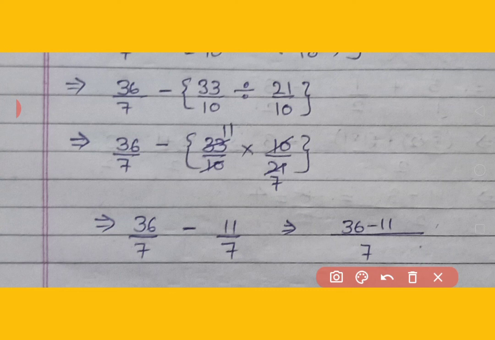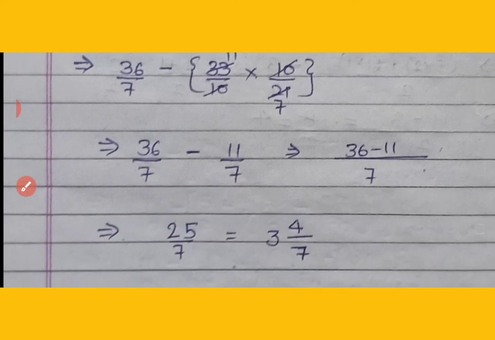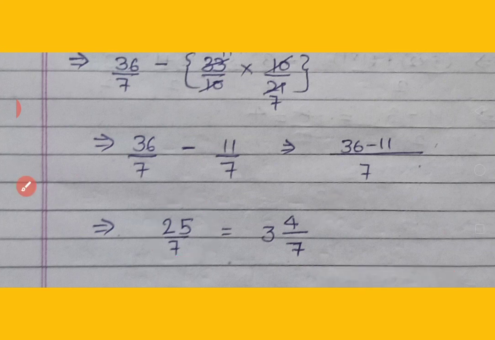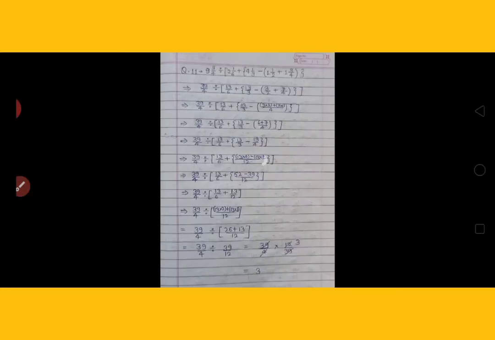Here both denominators are same, so directly they can subtract, 36 minus 11 upon 7. It became 25 upon 7. So we will divide by 7, it divides completely 3 times. 7 3s are 21. Remainder remains 4. So 3 4 upon 7 is the answer of this question.